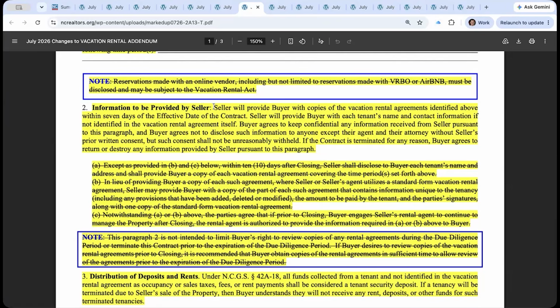Here, you've also got a change where the seller will provide the buyer with copies of vacation rental agreements within 7 days of the effective date. It used to be 10 days within closing. So that's a pretty big change there. Make sure that you're paying attention to that.